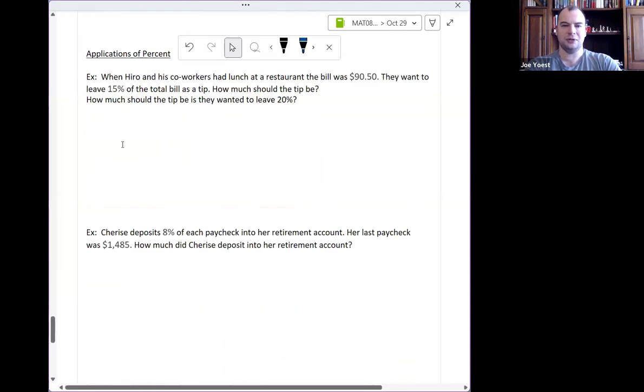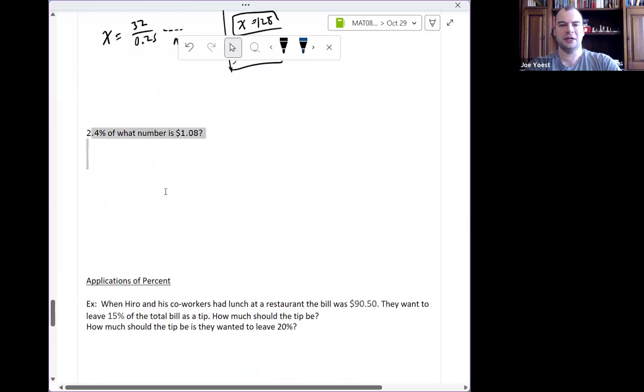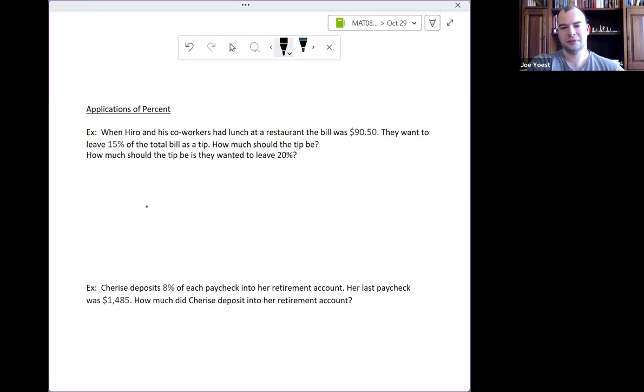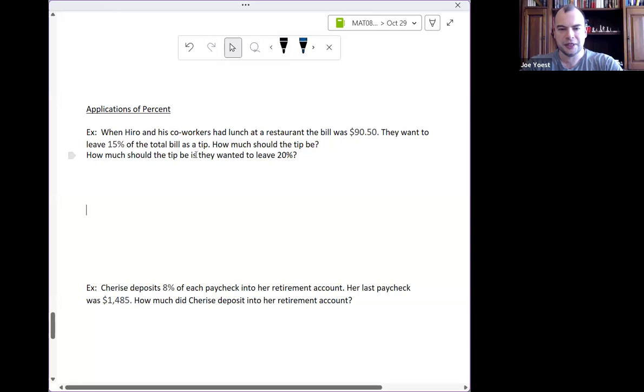Okay, let's jump down to these applications. We'll skip over this one. So let's jump down to these applications for our last 13 minutes or so of class. Okay, so an example. When Hiro and his coworkers had a lunch at a restaurant, the bill was $90.50. They want to leave 15% of the total bill as a tip. How much should the tip be? And if they wanted to leave 20%, how much should it be? That is a typo.